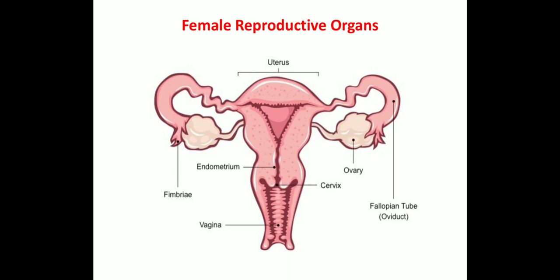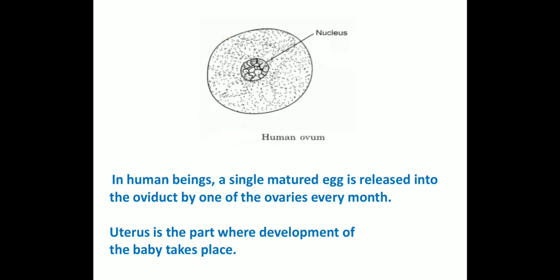The uterus is a bag or womb-like structure where the fertilized egg develops into a baby. And finally, there is the cervix or vagina. It is a ring of muscles that closes the lower end of the uterus, as you can see in the picture. These are the reproductive parts of the female. Now, in human beings, a single mature egg is released into the oviduct by one of the ovaries every month. The uterus is the part where development of the baby takes place.